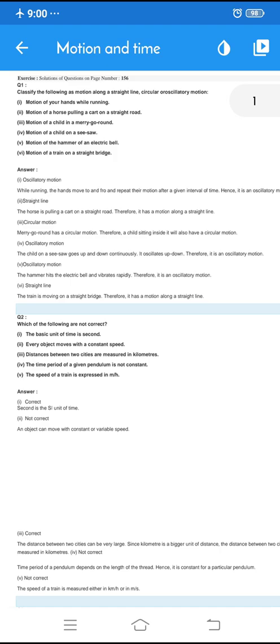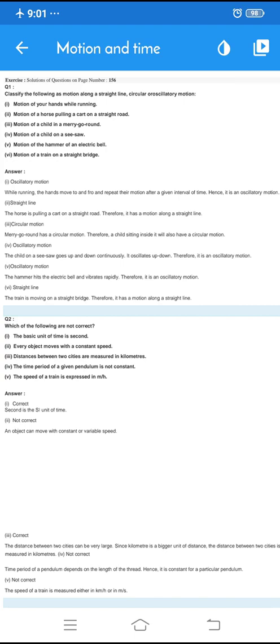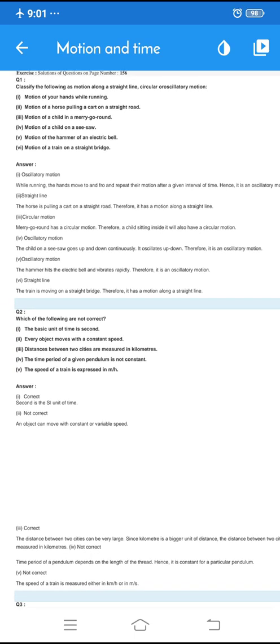What is the kind of motion you will observe here? The kind of motion you observe here is oscillatory motion. While we are running, the hands move to and fro. The to and fro motion of your hands repeats after a given interval of time, at equal intervals of time. Hence it is an example for oscillatory motion.